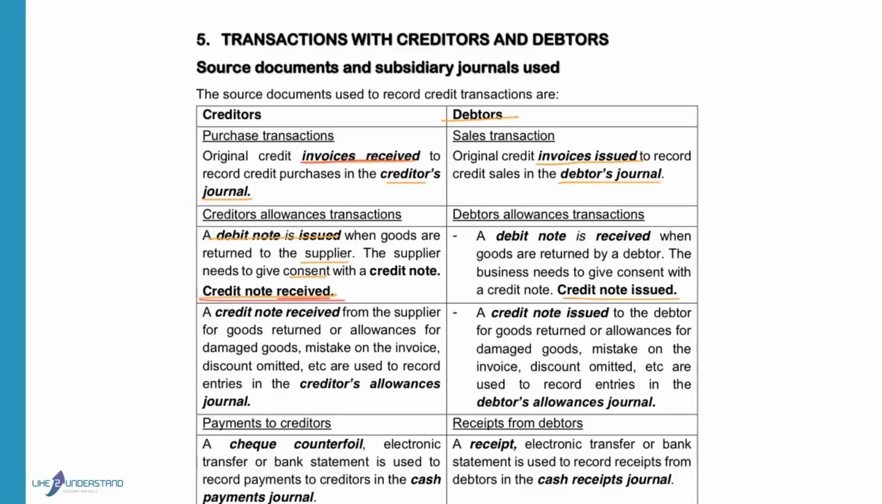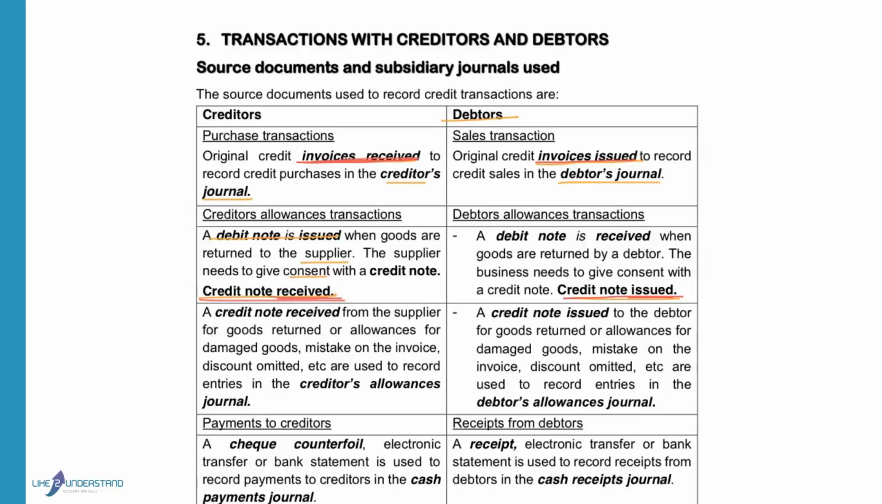So what is the difference between the creditors and the debtors? When we buy goods, we receive an invoice. When we sell goods, we issue an invoice. When we want to reduce the creditor, we receive a credit note. If we want to reduce the debtor, we issue a credit note. So the word issued or received is very important to determine whether the transaction is in connection with creditors or debtors.